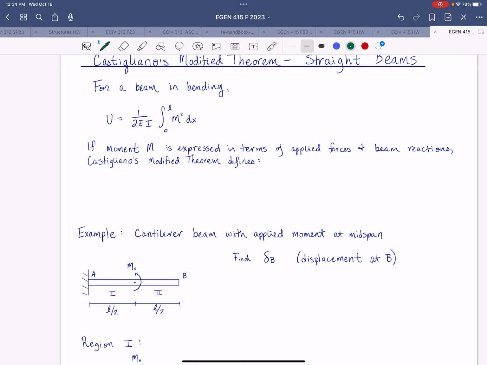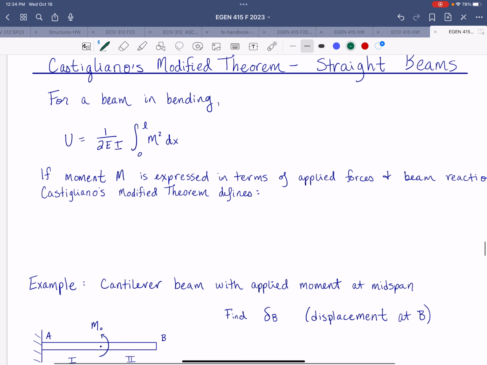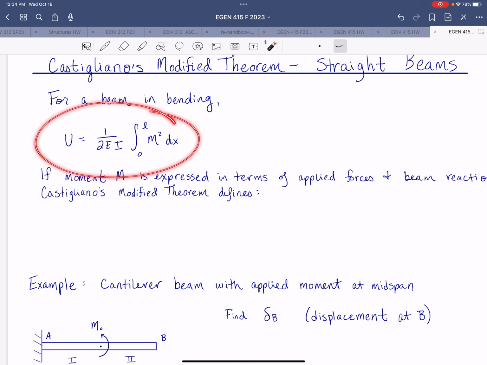But basically, for a beam in bending, we looked at this just now. Here's your strain energy, and this is just the contribution of bending to strain energy. All right, so this is just from bending.